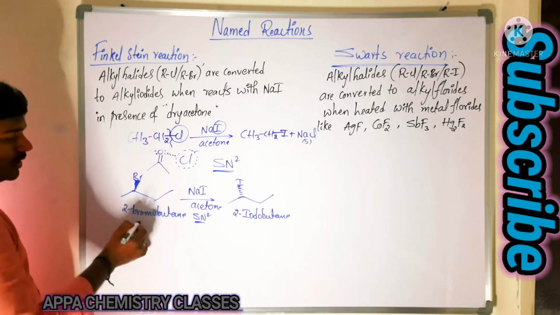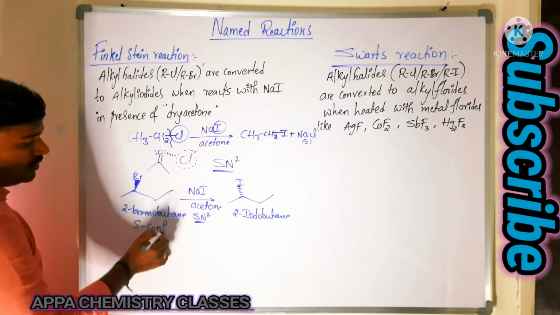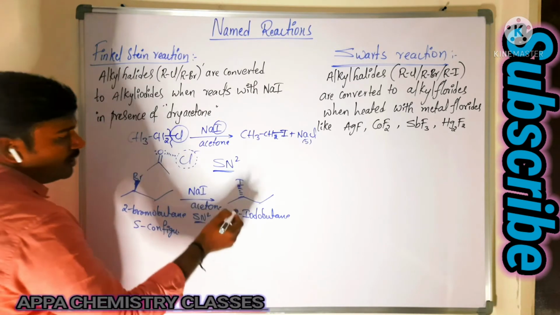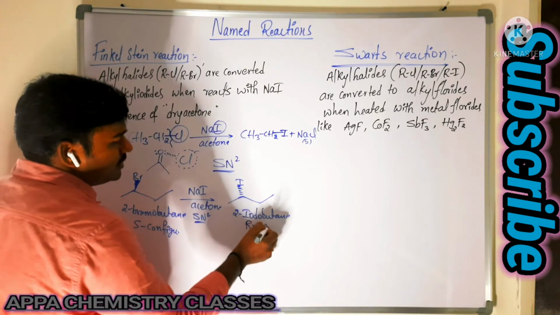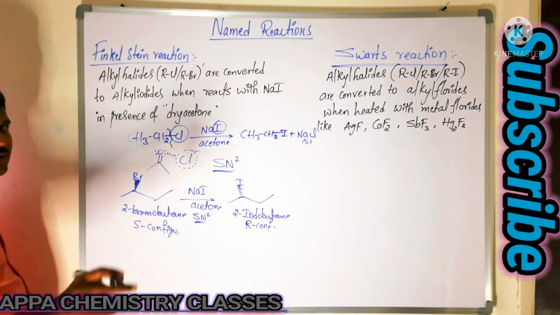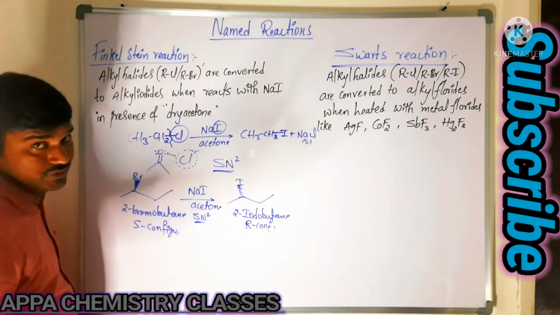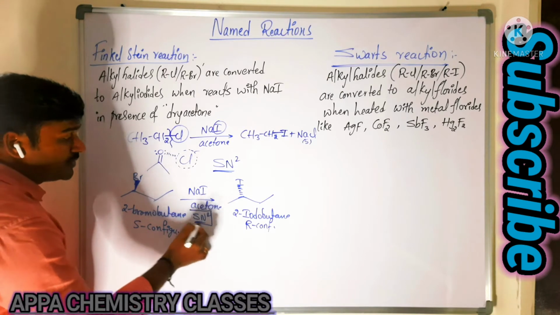Say for example it is an S configuration. Then what happens? We will get the R configuration product. That is, complete inversion takes place. That is what we are calling the umbrella effect, which takes place in the case of SN2 reaction.